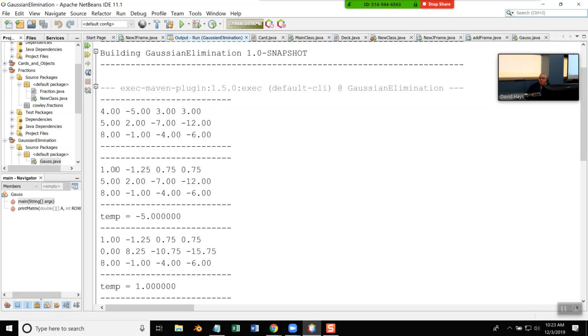Okay, so divide everything by 4. 4 divided by 4 is 1. -5 divided by 4 is -1.25. Clear over to the far right, 3 divided by 4 is 0.75. So that's working. Then we figure out our temporary number, which is always -1 times this. So I take -5 times 1 and add to 5 here, it gives me 0. I take -5 times this and add to 2. That seems reasonable, be 8.25. -5 times 0.75, and add that to -12. -15.75. So that's working. Okay, so that one works.